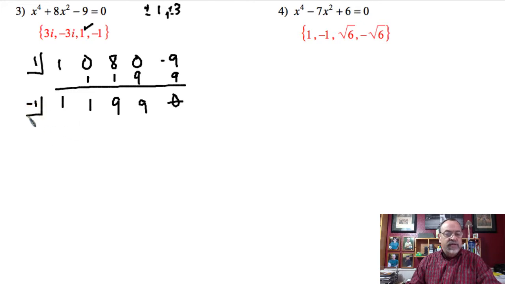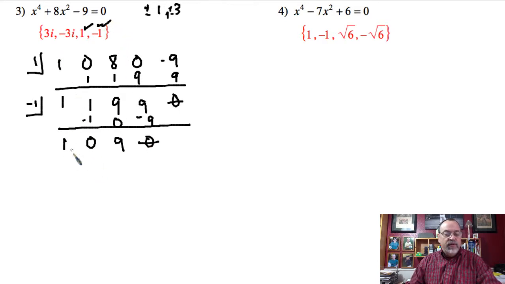Now I want to synthetically divide by -1. And again, I don't want to go back. I just want to continue going down here, and you'll see why in just a moment. So I multiply and add, I multiply and add, and I multiply and add. So you'll notice then I get a remainder of 0, which I should, so -1 is a 0.